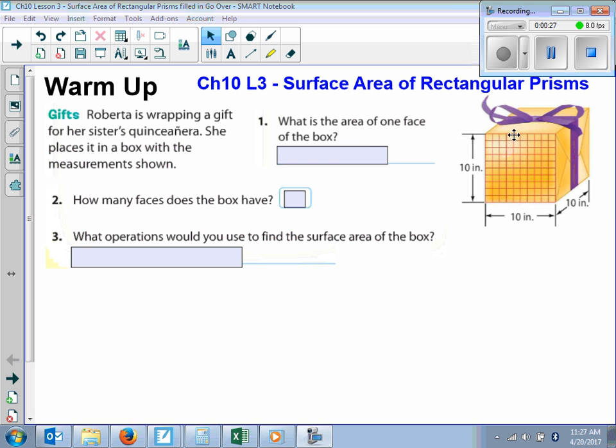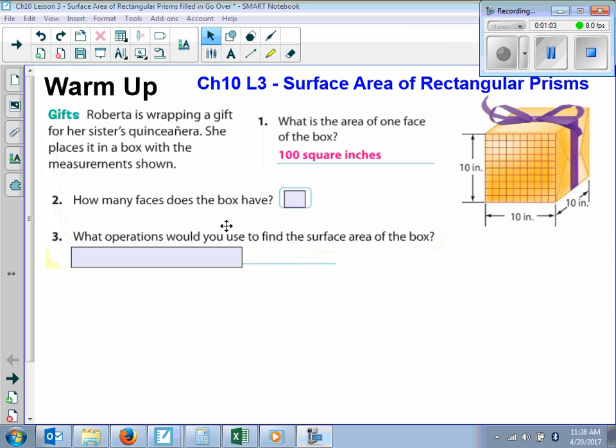So you guys know a face is just a side, one side of the box. So this is a face, this is a face, the sides are a face, the bottom is a face. Is everybody with me? Okay, so here we want to find the area of one face. So if I wanted to find the area of the front, this would be a 10 by 10. So 10 times 10 is equal to 100. So this is going to be 100 square inches.